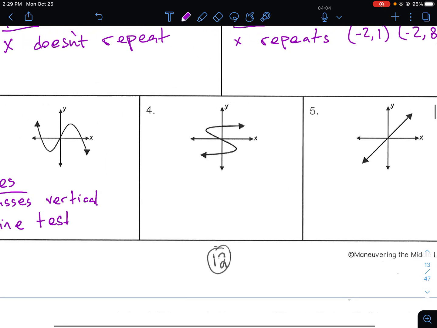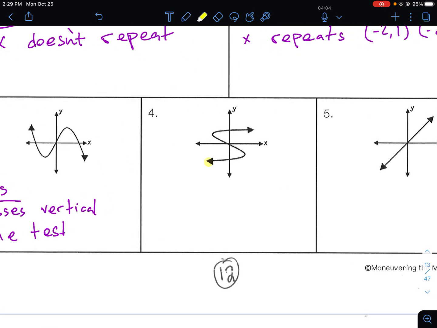Does number 4 pass a vertical line test? Let's take a look at our graphed line. Well, is there any way I can draw a vertical line that'll touch more than 1 point on the line? Well, yes, I just drew a vertical line and it touches my graph line at 3 different places. So it did not pass the vertical line test. Why isn't this a function? We just say it fails the vertical line test.